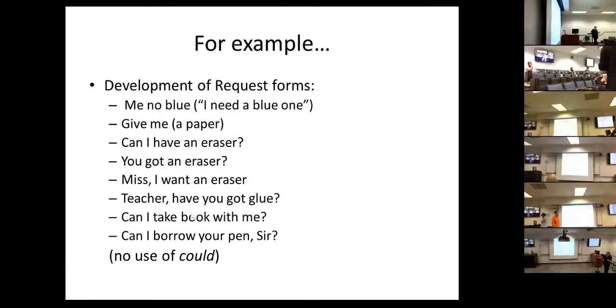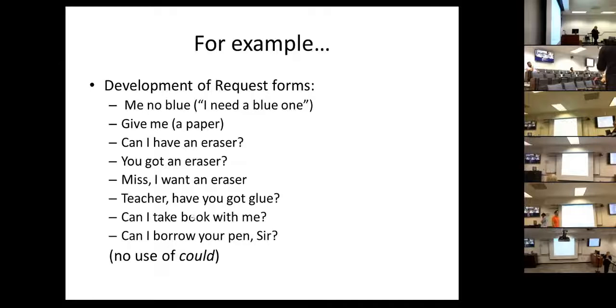It starts off with requests. So this is what a beginner learner starts off with: me no blue, meaning I need a blue pen, right? That's how they say the request. Give me, can I have an eraser? You got an eraser? I want an eraser. Have you got glue? Can I take a book? Can I borrow your pen?